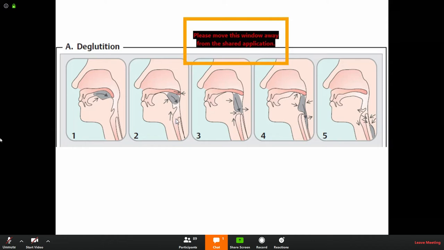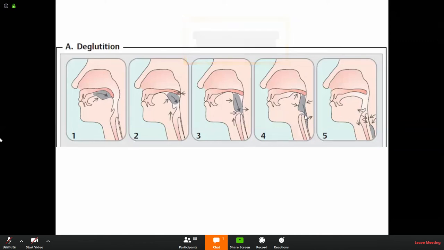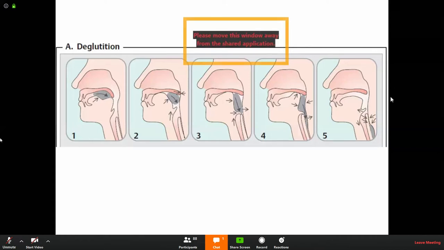The epiglottis swings backwards towards the trachea so that food particles don't go into the trachea. And the vocal cords are also approximated, and the larynx is also raised up and goes towards the esophagus. So there is relaxation of the upper esophageal sphincter so that food goes to the esophagus and passes along it.